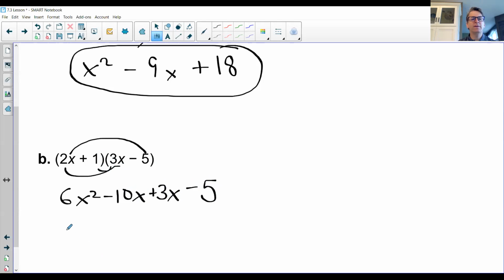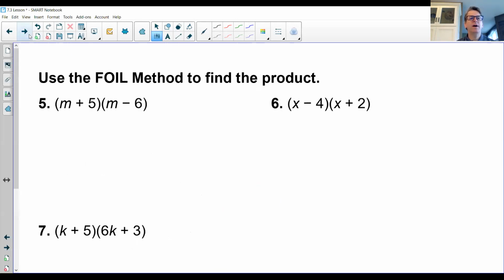And you combine your like terms, you have 6x squared. Now you have negative 10. Now you add 3. So that's a negative 7x. Minus 5. 6x squared minus 7x minus 5. Okay, lastly, we just have a few extra here, and I'll cut you loose for the day. Let's do the last page here on FOIL.